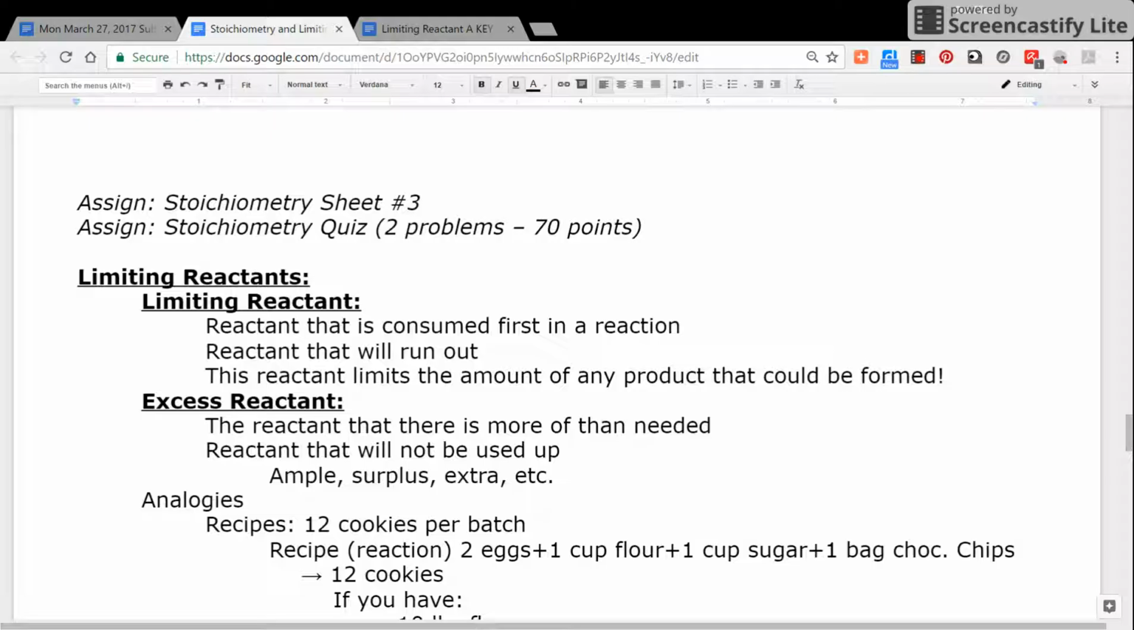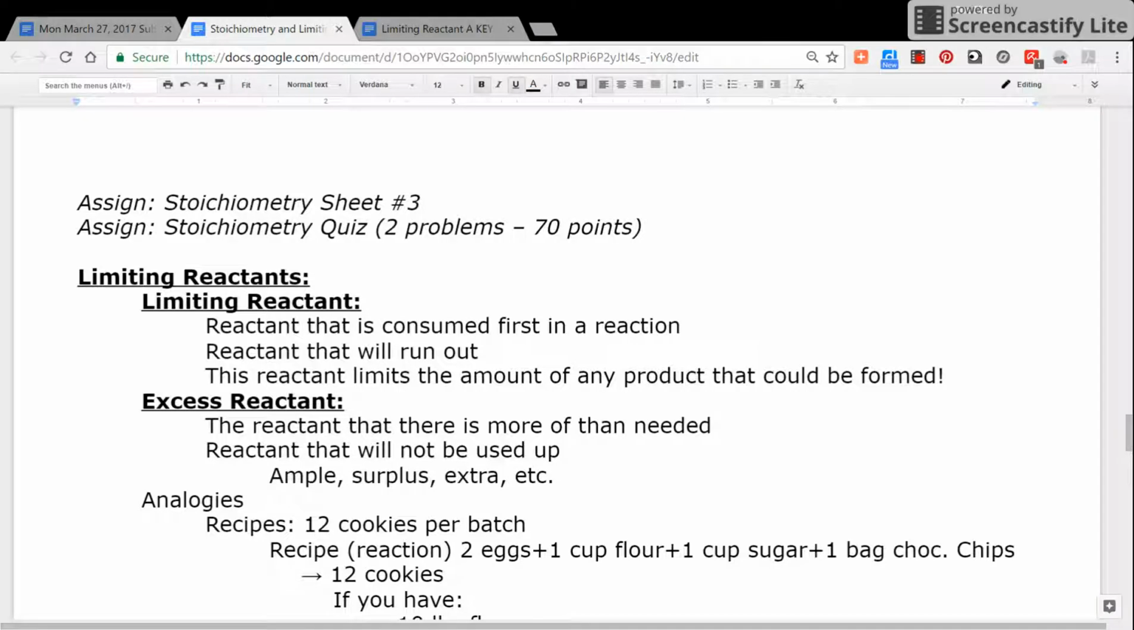The limiting reactant is the reactant that is used up first. When you run out of it, you stop making product. The excess reactant is the reactant you have enough of or too much of. You won't run out of it before you run out of your limiting reactant.